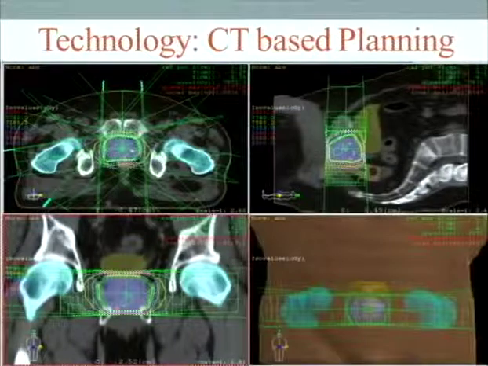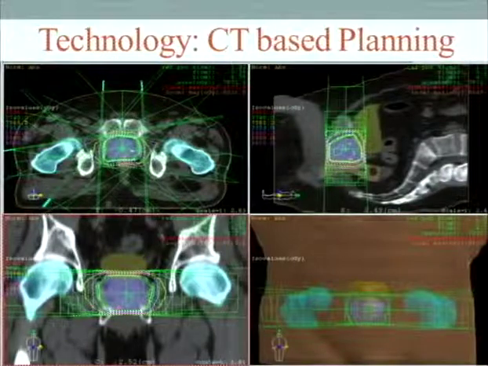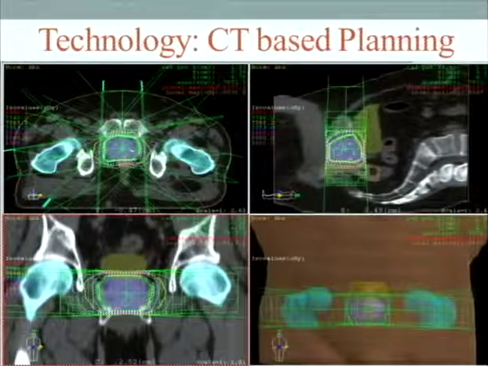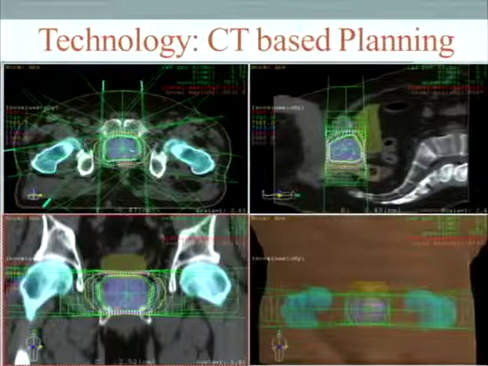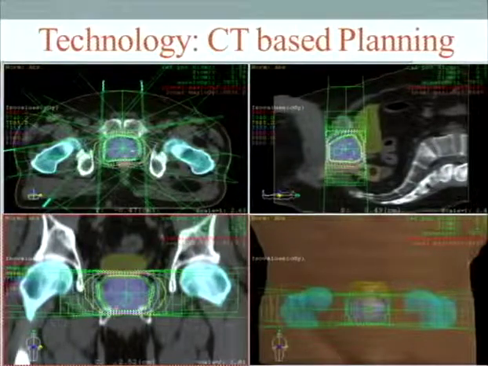Patients are planned with a CT scan. This is a patient with prostate cancer. You can see the prostate here. The rectum is back here. You can see it on the sagittal slice, and the bladder here. And we design multiple radiation beams to treat the prostate and limit the radiation dose to both the bladder and the rectum, typically about 7 to 9 different beams.